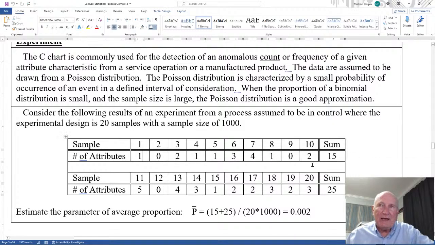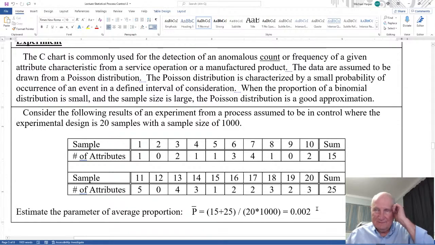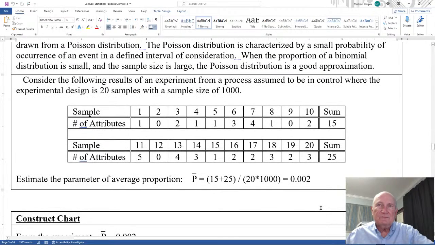Okay, and there they are. We add them up. There's 15 here, there's 25 here. Now to estimate the parameter of the average proportion, we take the total number of attributes, 15 plus 25, divided by the number of samples, which is 20, times the sample size of 1,000, and the estimate turns out to be 0.002, or as we see here, 0.2%, 0.002. So it's very, very small.